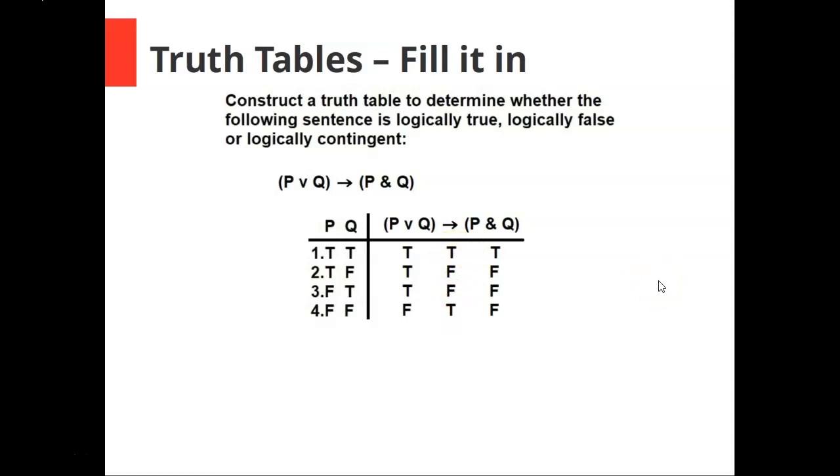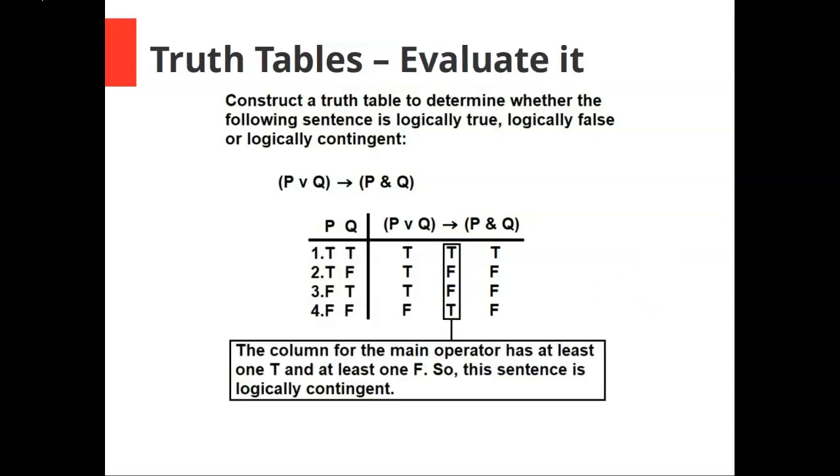We filled in our truth table. Now we can evaluate it. The column for the main operator has at least one T and at least one F. So this sentence is logically contingent.